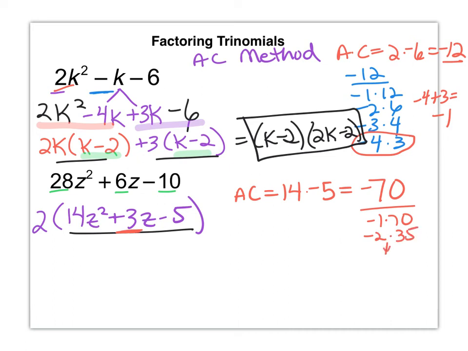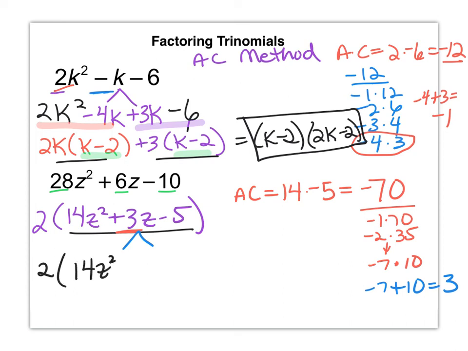It looks like the pair of factors that add up to positive 3 would be negative 7 times a positive 10. Negative 7 times a positive 10 does give you negative 70, and negative 7 plus 10 does add up to a positive 3. So we are going to split that middle term, keeping the first term as 14z squared and the last term as minus 5, and leave that 2 out in front.